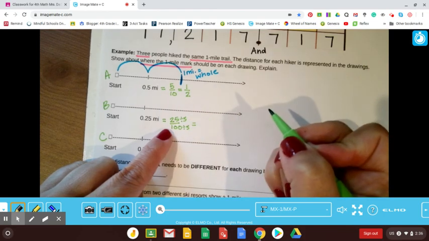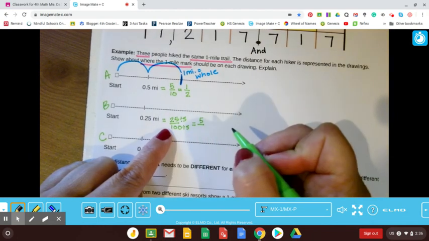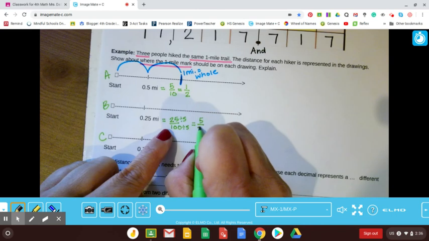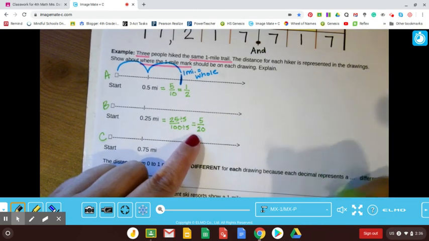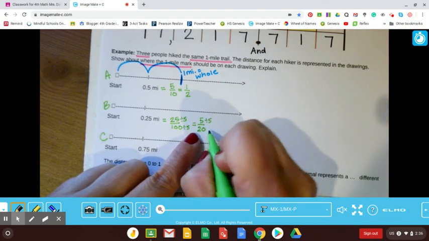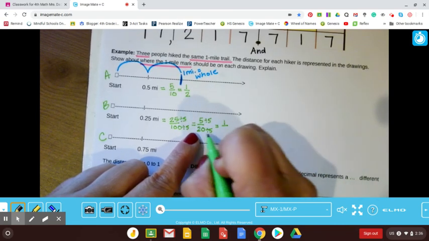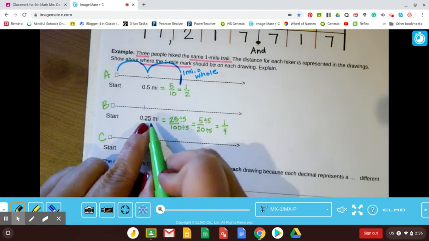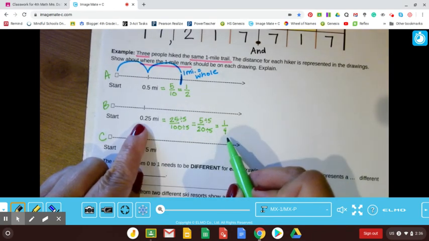So let's think about that. 25 divided by 5 would give me 5. And 100 divided by 5 would give me 20. All right. So I have 5/20ths. Oh, I think I can divide further. I'm going to reduce that even further. I'm going to divide by 5 again. 5 divided by 5 would be 1. 20 divided by 5 would be 4. All right. So 25 hundredths is equivalent to 1/4. That's as low as I can go.